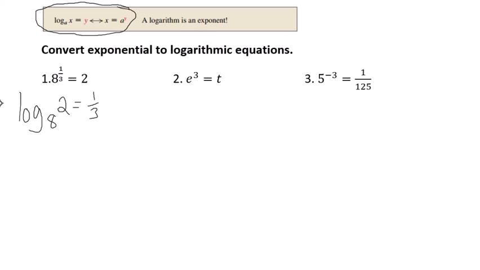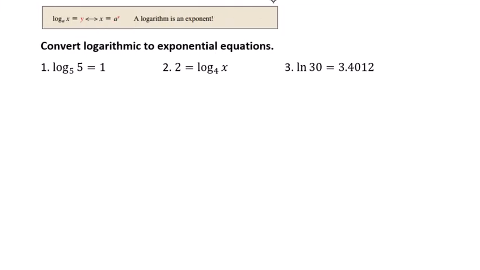All right, this one is base e, so we're going to use natural log, and the exponent up here, the y, is what goes over by itself. So then this is ln of t equals 3. Here we have a base of 5, so we're going to do log base 5. And then x, that big number, is the stuff that's by itself. So that's the 1 over 125. And then that all equals -3. So 5 to the -3 equals the 125.